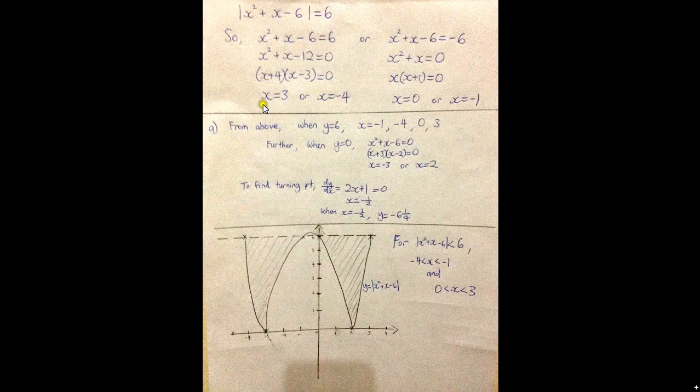We get x is equals to 3, or x is equals to negative 4, x is equals to 0, or x is equals to 1. So these are the four values of x.